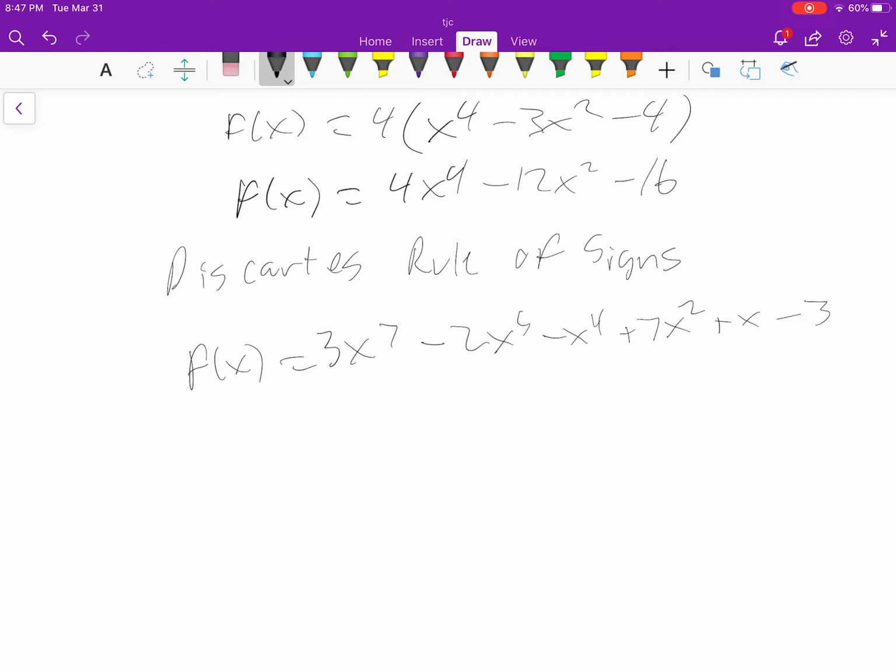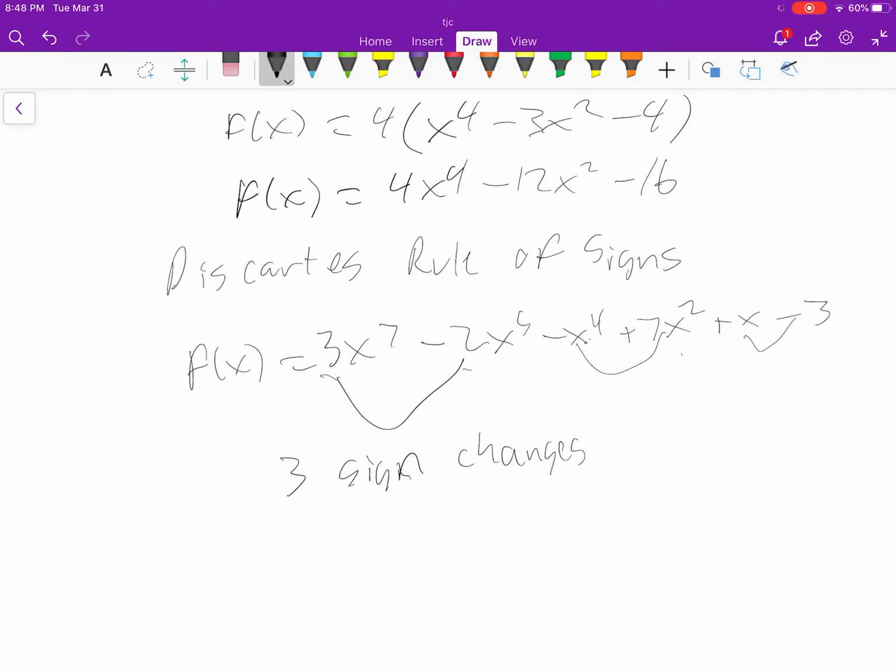And we want to talk about a sign change. Here, this is positive, this is negative, so there's a sign change there. From here, negative, negative, no sign change, but here to here, there is one. Here to here, there's none, but here to here, there is one. So there's three sign changes.